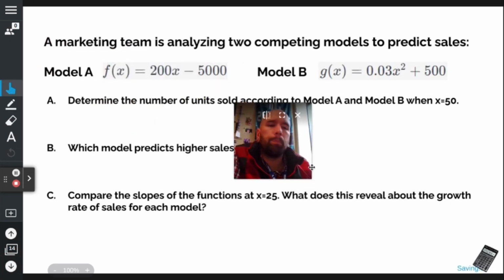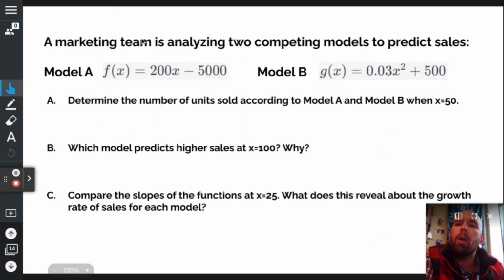All right. Moving my face. Another calculator problem. Marketing team is analyzing 2 competing models to predict sales. So we have ourselves a linear equation. We have ourselves a quadratic equation. Determine the number of units sold according to model A and model B when X equals 50, whatever X means. So not a lot of information for this guy. It looks like we're just plugging and chugging.